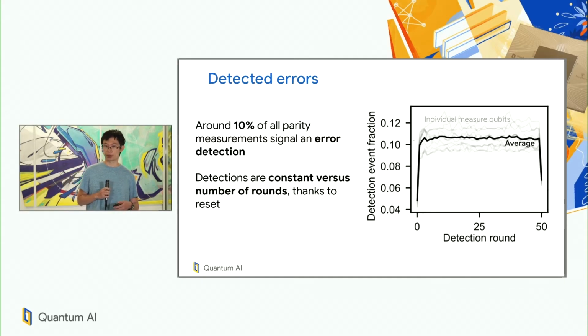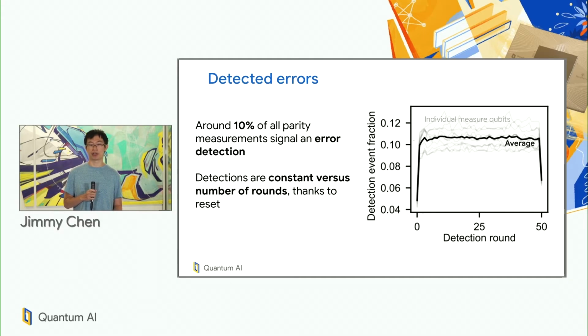Okay, so now let's put all these ingredients together and look at how our repetition code performs. So the most basic metric we can look at is something called the detection event fraction. That's the fraction of parity measurements that we see that actually signal that an error has occurred. So what we see is that about 10% of all our parity measurements signal an error detection. And importantly, the detection event fraction is constant versus the number of rounds. And this is really important because it indicates that our repetition code is stable. Errors are not sort of building up over time. And we attribute this stability to the introduction of these reset gates.